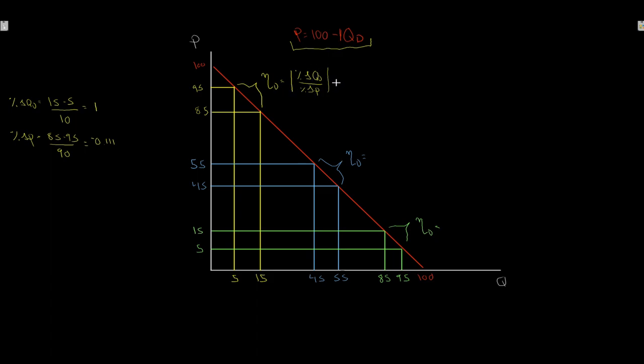To then get my elasticity of demand, I would have 1 divided by 0.1111. That's going to give me approximately 9. If I did just 1 divided by 1 over 9, I would get exactly 9. Depending on how many decimals you carry there, it's going to work out to roughly 9, like 8.999 or 9.00 something. So we get approximately 9.